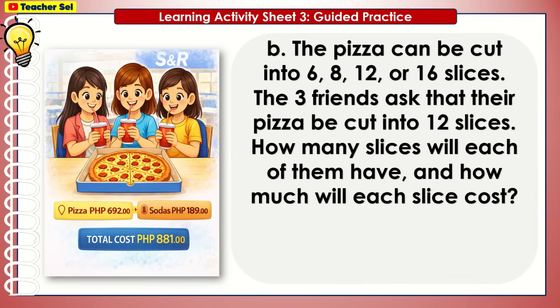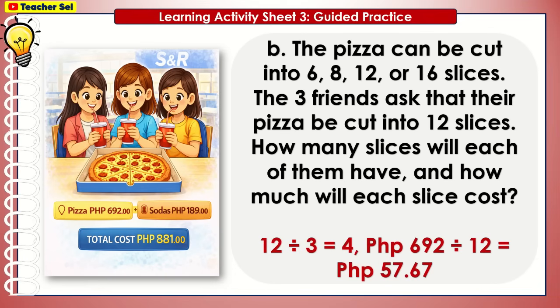The pizza can be cut into 6, 8, 12, or 16 slices. The three friends asked that their pizza be cut into 12 slices. How many slices will each of them have, and how much will each slice cost? 12 divided by 3 is equal to 4. 692 pesos divided by 12 is equal to 57 pesos and 67 centavos.